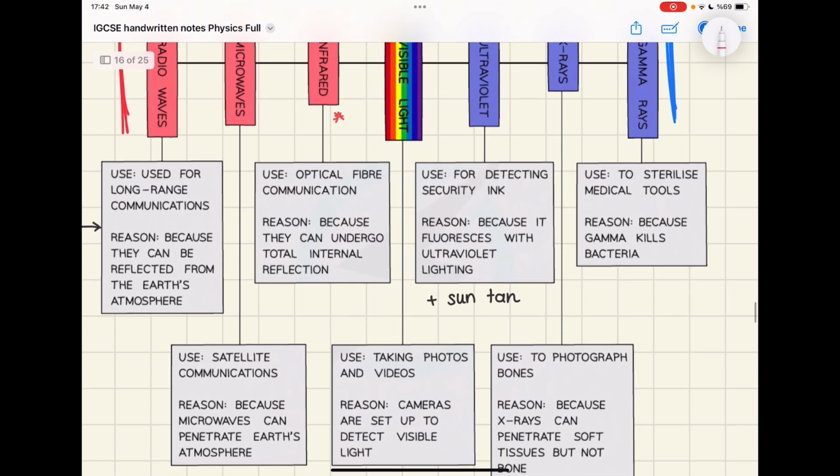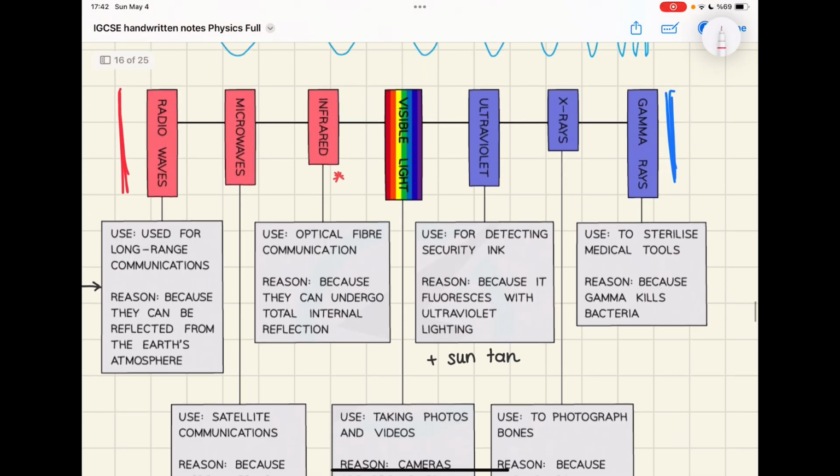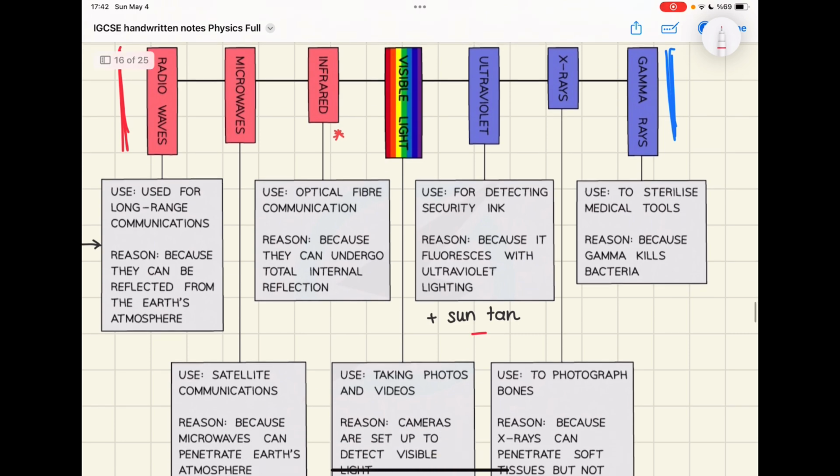Visible light is used for taking photos and videos. The reason is that cameras are set up to detect visible light, although there are some cameras that, of course, can detect infrared, ultraviolet, or different types of light. Ultraviolet is used for detecting security ink, for example. The reason is that it fluoresces with ultraviolet lighting. For example, suntan beds are UV.